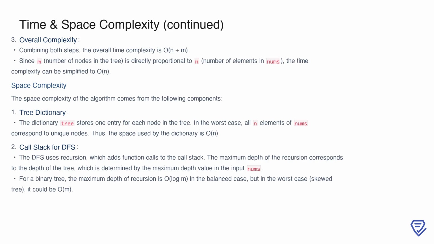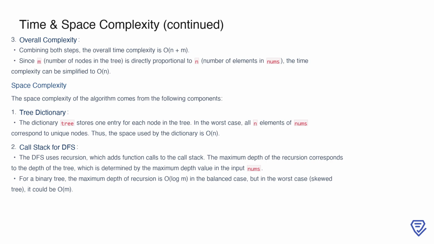Now, combining these two steps, the overall time complexity of the algorithm is O(n + m). Since the number of nodes in the tree, m, is directly proportional to the number of elements in the input array nums, we can simplify this to O(n).